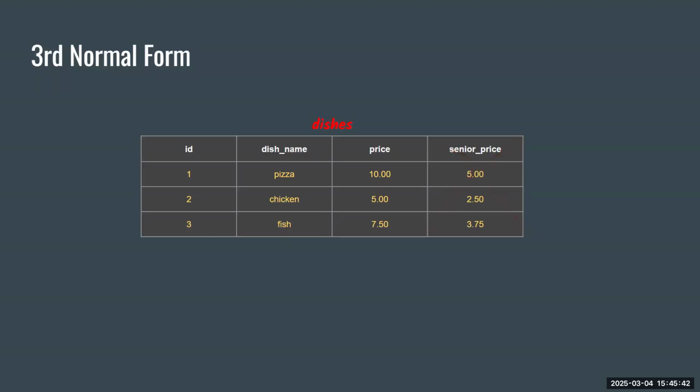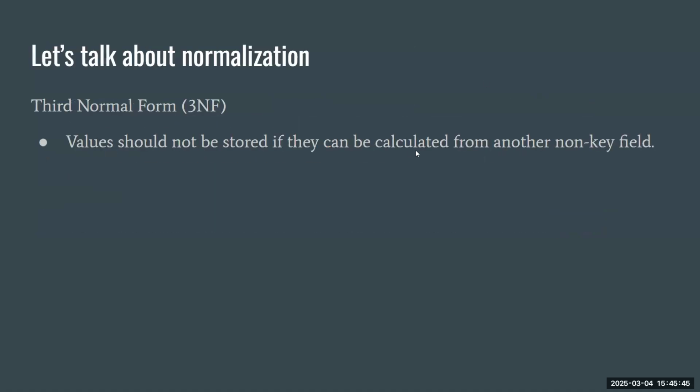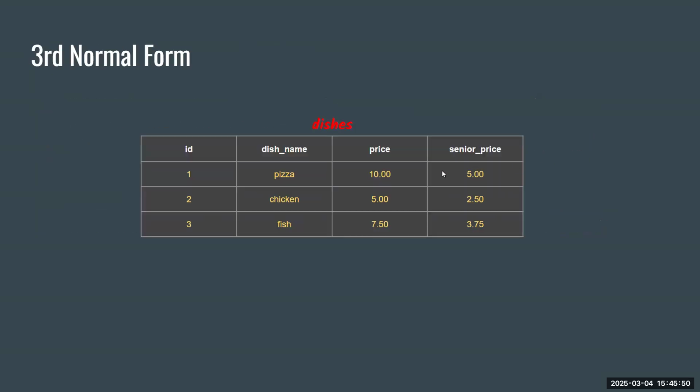That's what calculated from another non-key field means. It means discounts such as senior prices are no good to store. So where should we calculate that? Well, that actually belongs in your query, which, if we have time, I will show you how to do today. Or even better, assuming there's an application of some sort for the user interface, it should be in the business logic of your code.